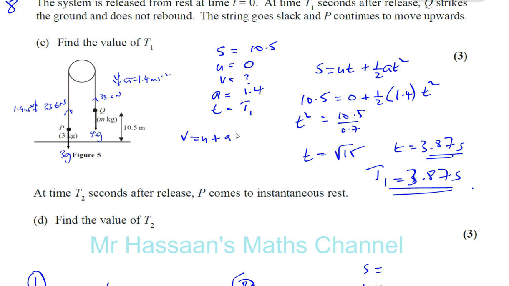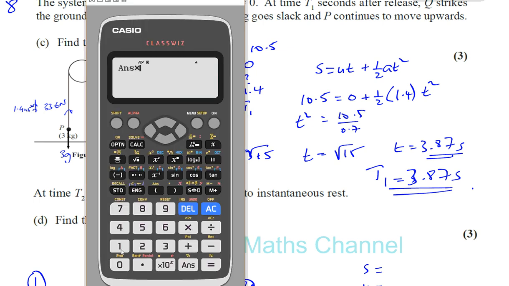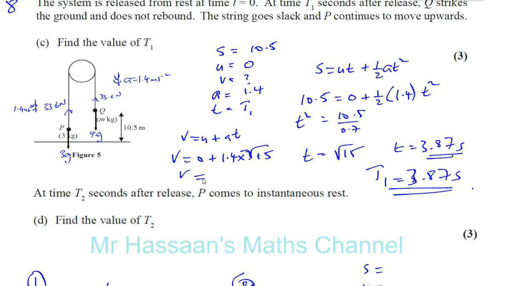So I'm just going to use this to find the final speed of Q as it hits the ground, which will be the initial speed of Q, which will be the initial speed of P once the string breaks. So V equals U, which is 0, plus 1.4 times the time, which is 3.87, or root 15. So the final speed was 1.4 times root 15. That gives you 5.422. So V is 5.422.